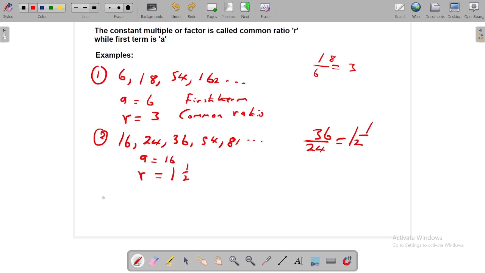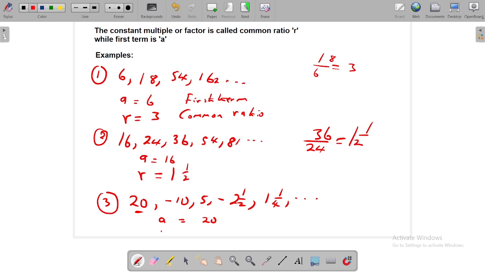Let's do one more example. Example 3. Let's say we have 20, minus 10, 5, minus 2 whole number 1 over 2, 1 whole number 1 over 4, and so on. We already know that the first term is 20. The first term is not hard to locate unless it is missing. When it is missing, know that you are not given the first term. You are either asked to find it or whatever they choose.